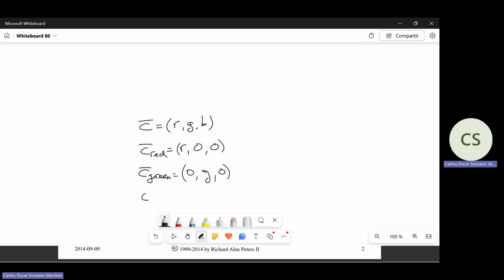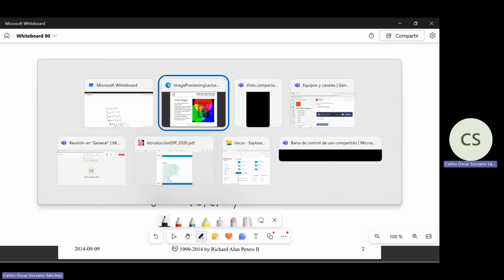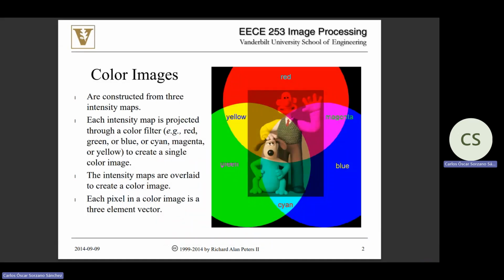And then you could have something yellow. Something yellow has the same amount of intensity in the red and green channels. Depending on how large that value is, you will have a very intense yellow or a less intense yellow. Same for magenta, same for cyan. And then you can have all values different, and then you would have any kind of color. Okay, very good.